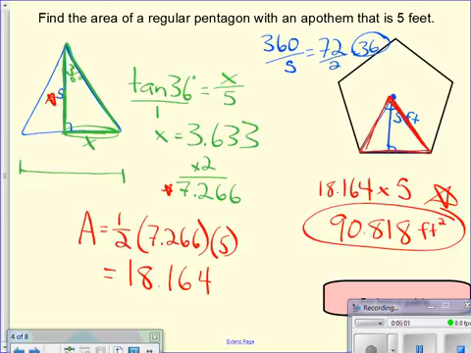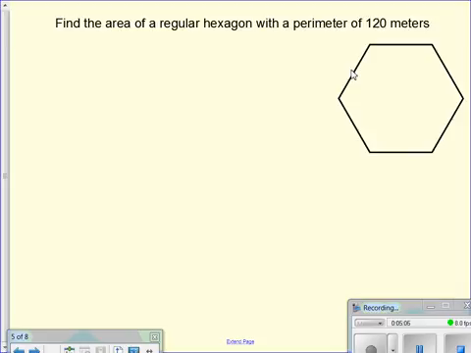All right. One down. We're doing pretty good here. Let's check out another. Find the area of a regular hexagon with a perimeter of 120 meters. Okay, so the perimeter is 120 meters. That means the distance around the whole thing. I know that each side, there's 6 of them, is going to be 20. Okay, so that means this is 20.